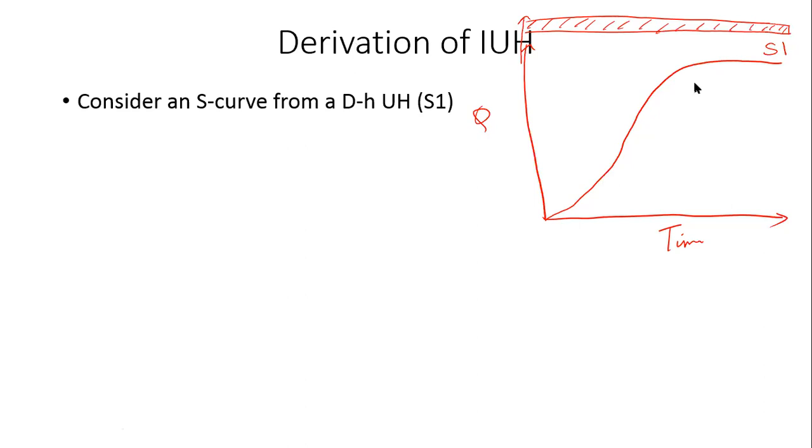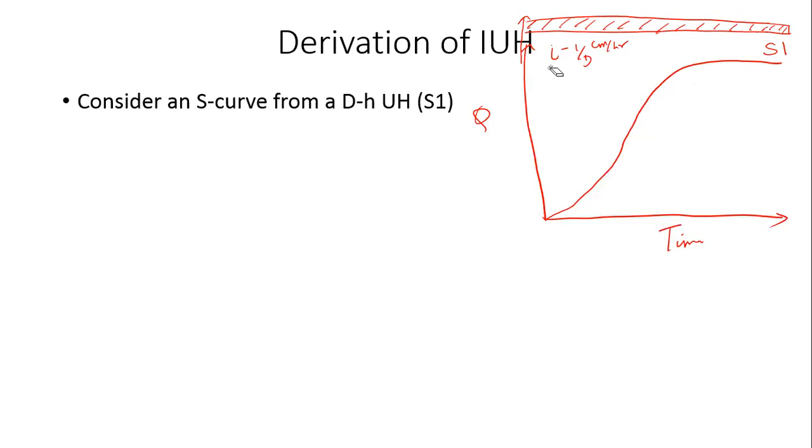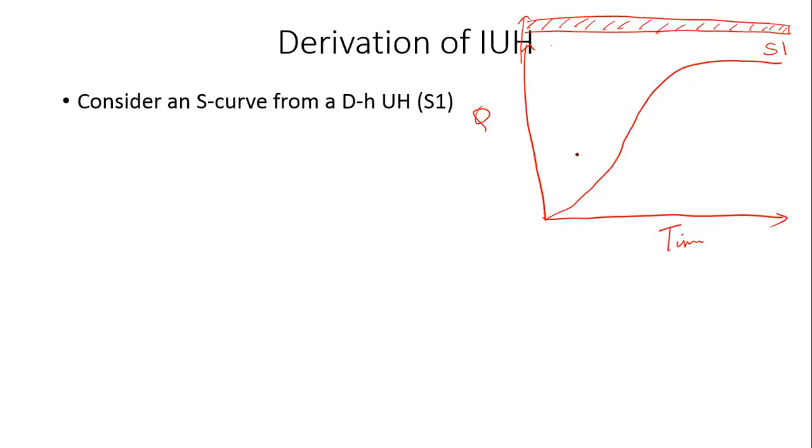1 by d centimeters per hour, right? So the rainfall intensity here, let me say I, equals 1 by d centimeters per hour. Okay, so you just keep that in mind. I'm going to erase this off because I need this space. All right. So then I have this S curve arising out of this rainfall intensity of 1 by d centimeters per hour.